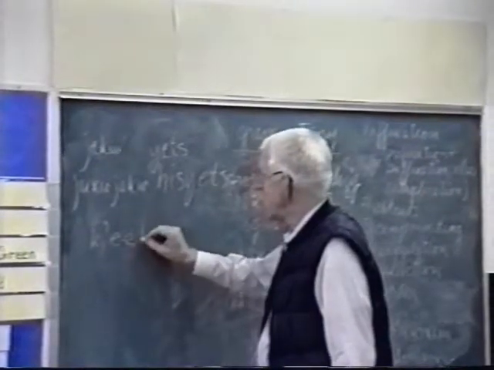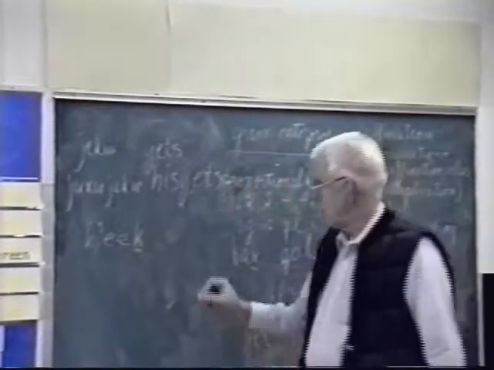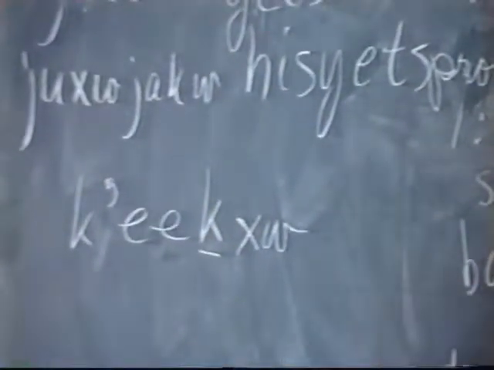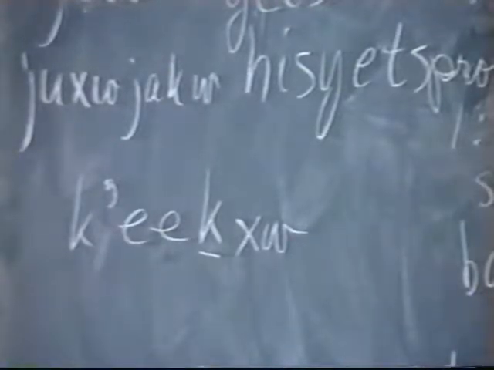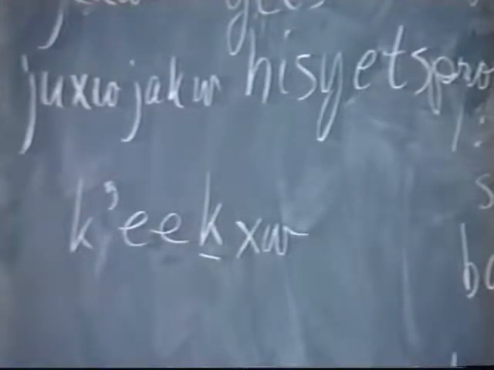Okay, it has a soft back K, but what's at the end of it? The XW. It's a cluster of two consonants. K. And over on Gitksan, that is a chief's name. Well, they pronounce it as K. But it's the same word.